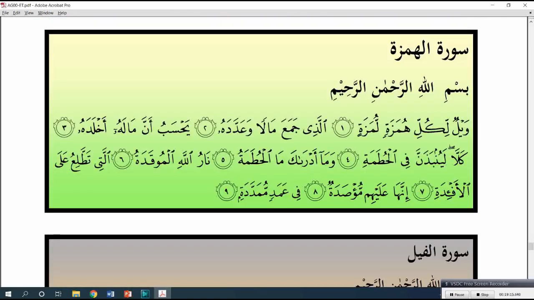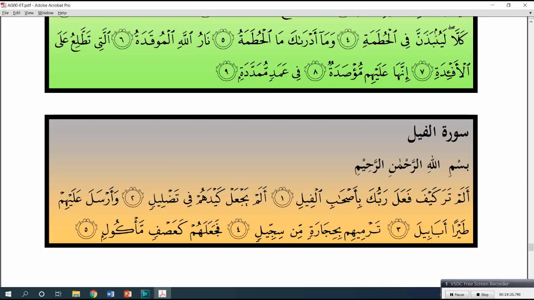So whatever I have explained today in the lecture, you can give this practice. Just record your audio and then match it with the qari, how they recite it. Surah Al-Fil. Bismillah ar-Rahman ar-Rahim. Alam tara kayfa fa'ala rabbuka bi ashabil fil.